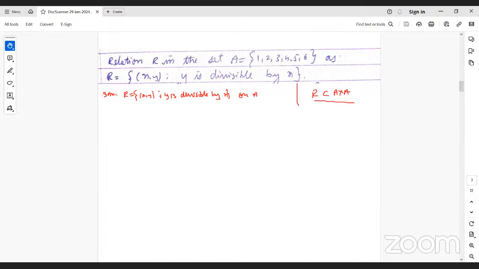To write down the relation, we can write it in roster form. Here the ordered pairs will be the elements of the relation. The condition is that y must be divisible by x. Such elements only will belong to the relation. The elements satisfying this condition will form the ordered pair. So how to check whether it is divisible? The set A consists of 6 elements: 1, 2, 3, 4, 5, and 6, and the second set also consists of 6 elements.